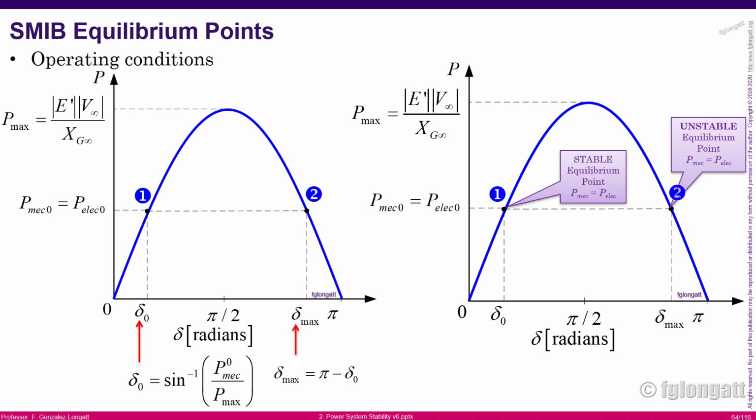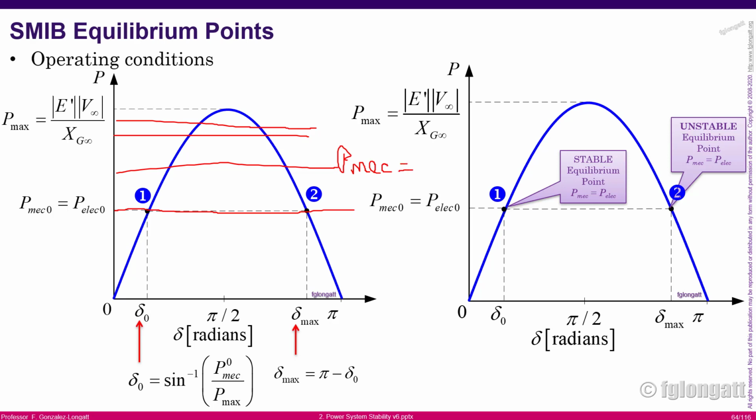Well, from this slide, I need that you understand the following. The blue line defines the electrical power, okay? The horizontal lines that we plot here represent mechanical power. This is one, this is another, this is another, this is another. Each one of those lines represents mechanical power equal constant, okay?